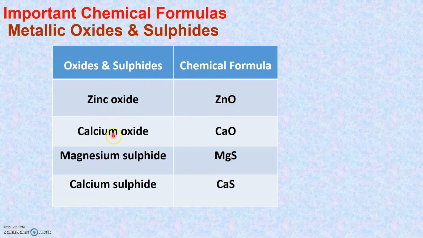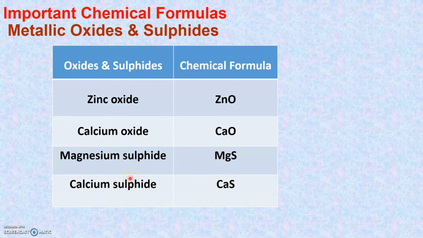Here also this is an example of a metallic oxide, that is calcium oxide, which is a combination of the metal calcium along with that of oxygen. Therefore the chemical formula of the metallic oxide calcium oxide is CaO. Now we will see the examples of metallic sulphides. Metallic sulphides are formed as a combination of metal along with that of the element sulfur. Magnesium sulfide is an example. The chemical formula is MgS.